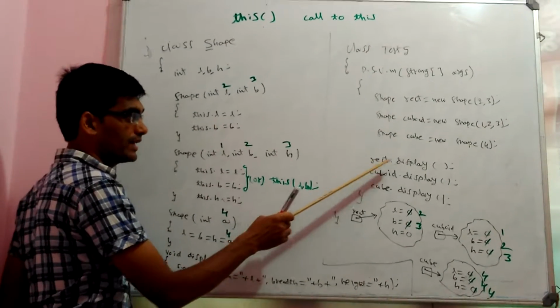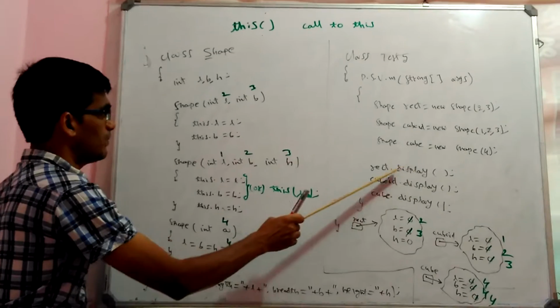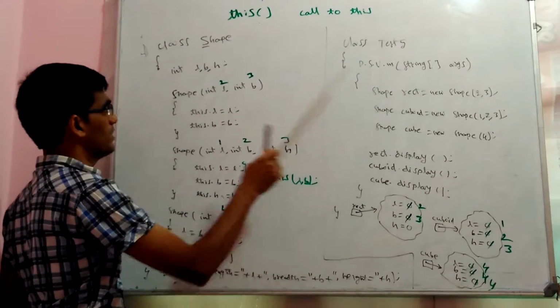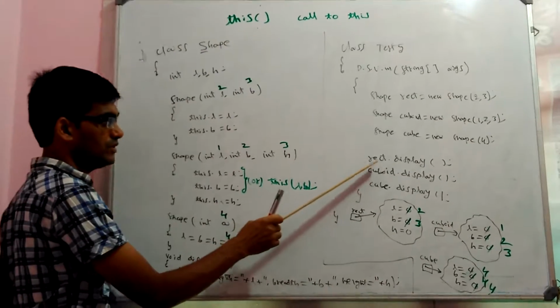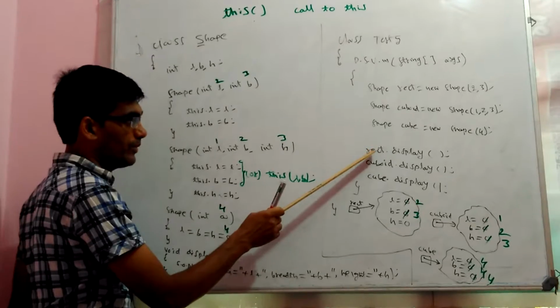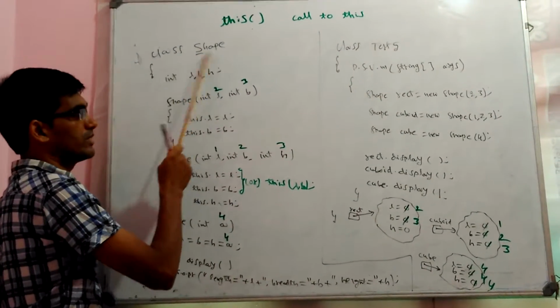Now we are calling rect.display. Rect.display means, with the display, what is rect? Rect is of type shape. Shape type means it will go to the shape class. So we are telling shape class dot display. From rect it will come to know that rect is of shape type. So it will go to the shape class whenever you see rect.